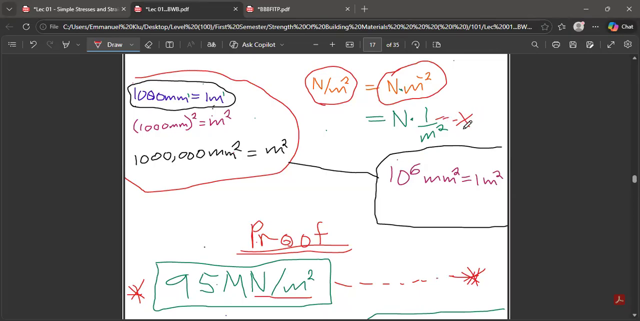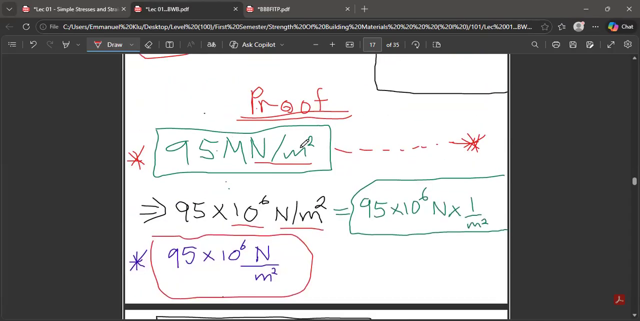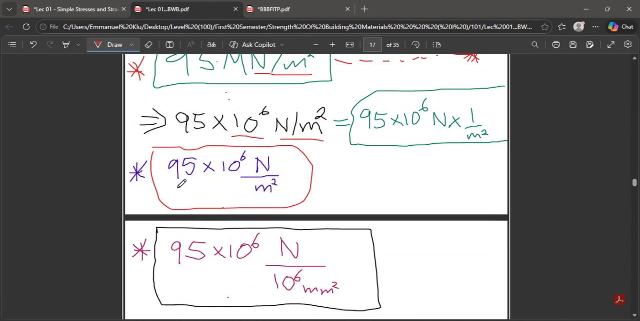Because I told you that 2 exponent -1 is the same as what? 1/2, right? So from that same concept, that is why I was telling you that our 95 meganewton per meter square that was given to us can also be written as what? 95 times 10 exponent 6 Newton over what? Meter squared. And that is what I came to tell you in this equation 1 over here.